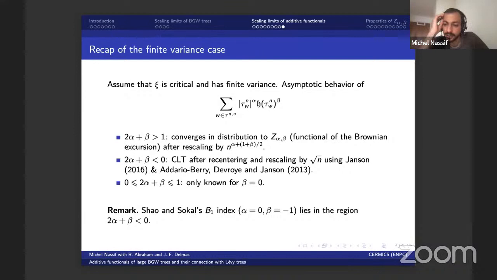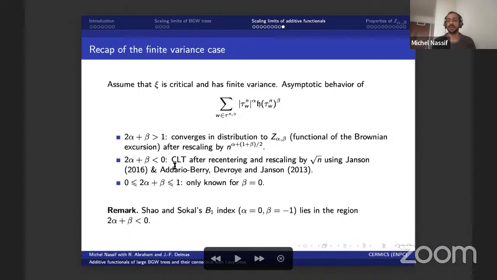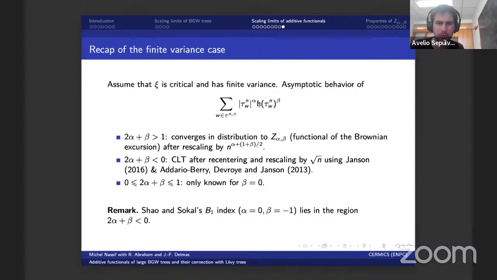In the first case, your C alpha beta is already defined; it's a functional of your excursion. In the second case, you recenter and you rescale. My intuition is that you get something that is not a function of your excursion, so it is independent of your excursion. Am I right? This is not the regime we studied, but I'm guessing it doesn't have to do with the excursion itself. It's just a normal random variable. So it is completely independent of the excursion? I'm not 100% sure on this. Okay, thank you.